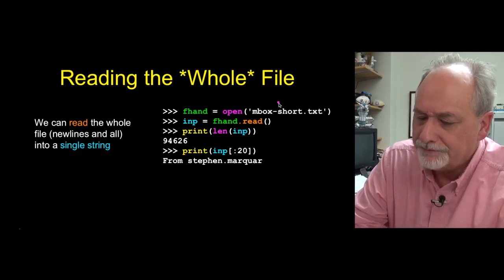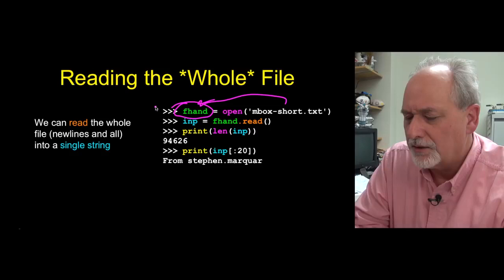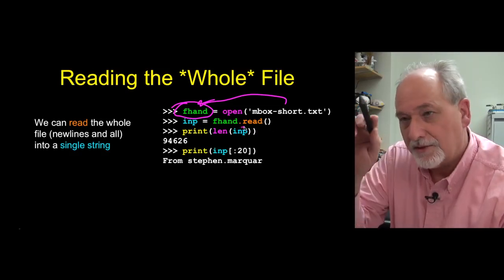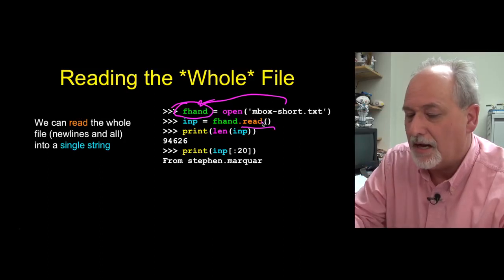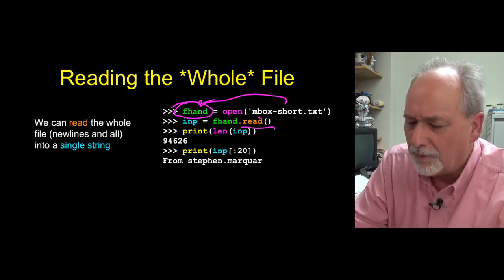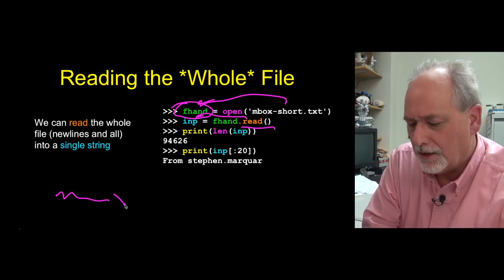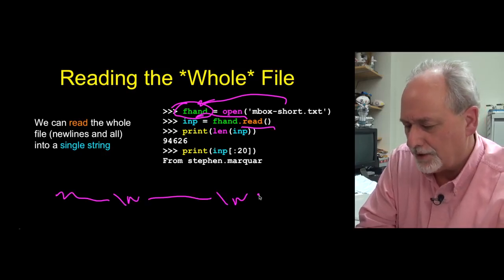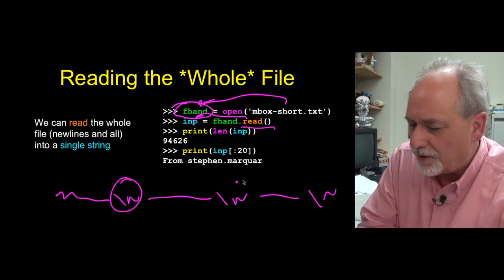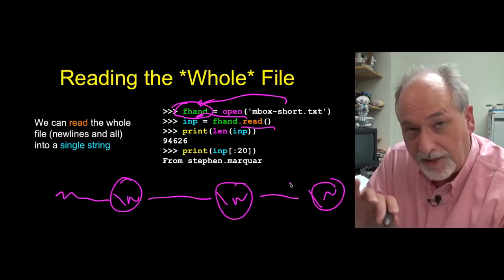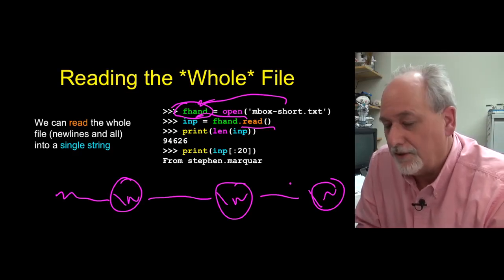So we open it and we get back a file handle object, and we call the read method. That says go through and read all the text and give it back in one big blob, one big string, and I'll put it in inp. That's where you have a line, a newline, a line, a newline. It's not really lines, it's just a sequence of characters with newlines in there to punctuate them. And later we'll see how to split that into separate lines if you want.